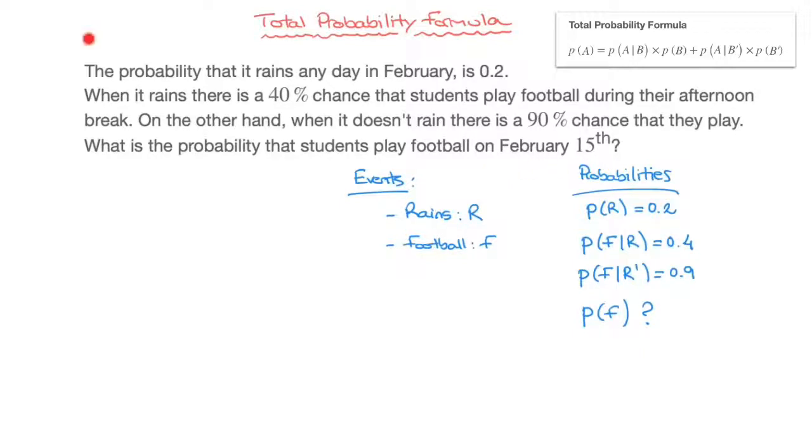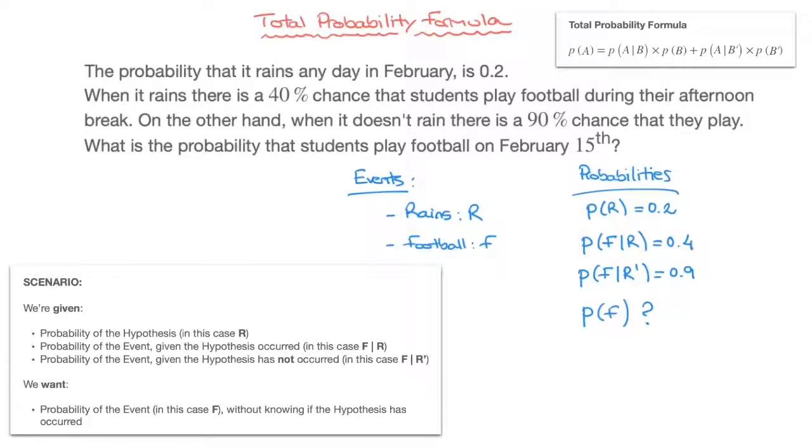All right, now that we've translated this entire exercise into mathematical notation, it's quite clear which of R and F is the hypothesis and which is the event. Indeed, we can now clearly see that F is the event and R is the hypothesis. And we want to find the probability that the students play football, in other words, the probability that the event occurs, and that's without knowing whether or not it has rained. In other words, without knowing whether or not the hypothesis is true or false. And this scenario, or this setup, is exactly what tells us to use the total probability formula.